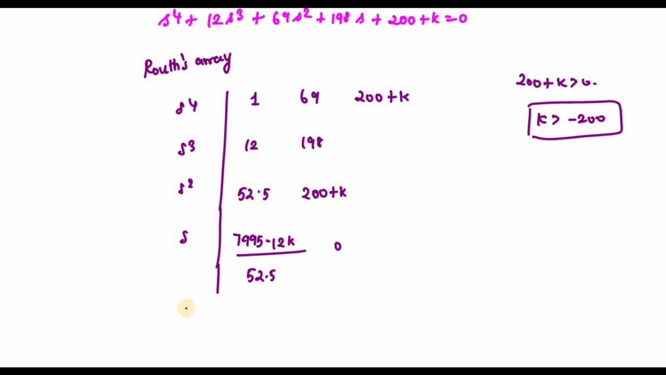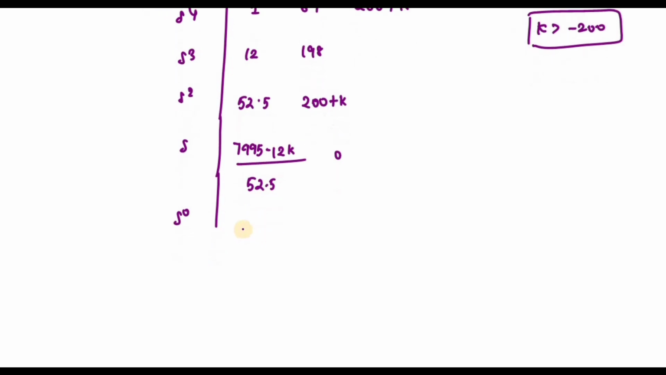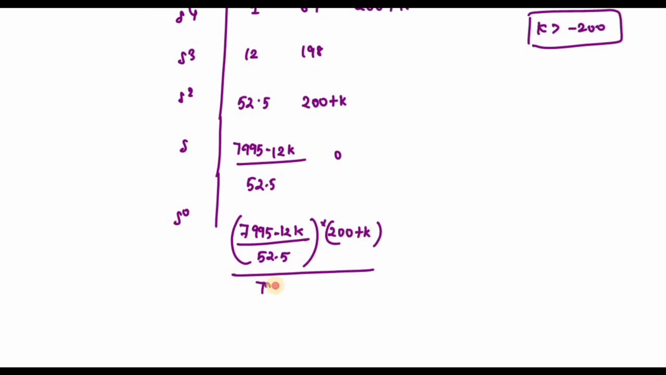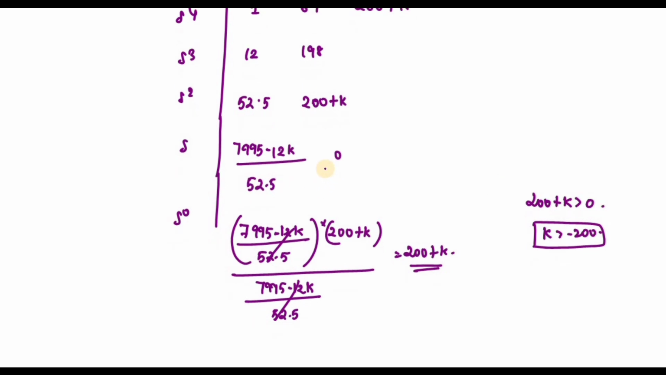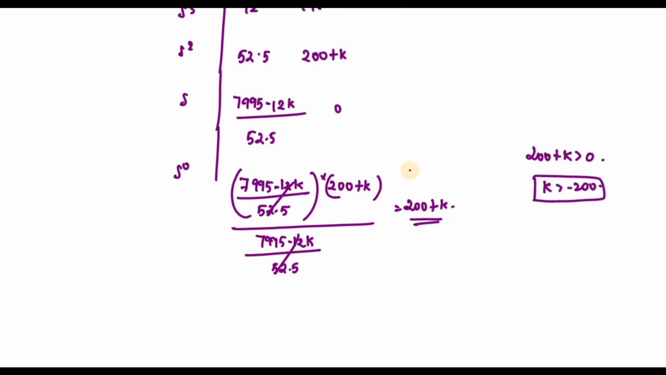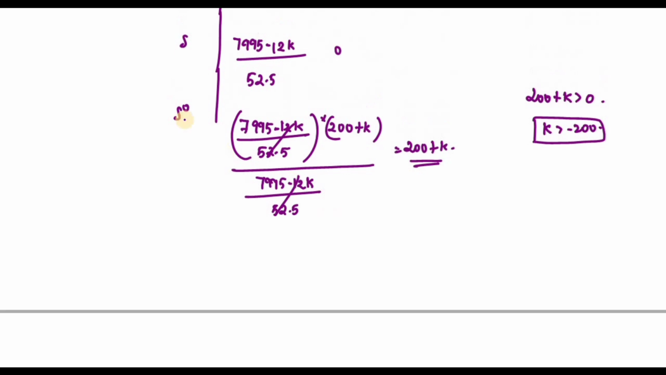Next, to find the s power 0 value, you multiply 7995 minus 12K divided by 52.5 into 200 plus K minus 0, divided by this value. On solving you will get 200 plus K. So now take 200 plus K greater than 0. If I move the 200 to the right hand side, I will get K greater than minus 200.